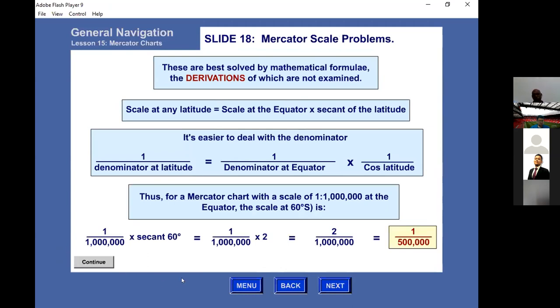Is it clear up to here? Yes. Okay. Now, what I want you to do, all of you, is use the same formula and find out the scale at 8 degrees north. Take the equator, the scale at the equator is 1,000,000, and give me the scale at 8 degrees north. It's a simple calculation, just do it, please. That is, scale at 8 degrees north is equal to scale at the equator into secant of 8 degrees, or 1 by cos of 8 degrees. Whoever has it, just call and let me know.